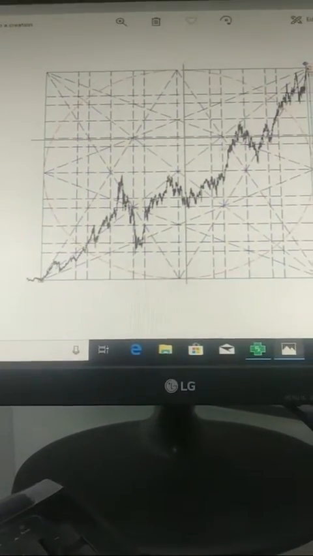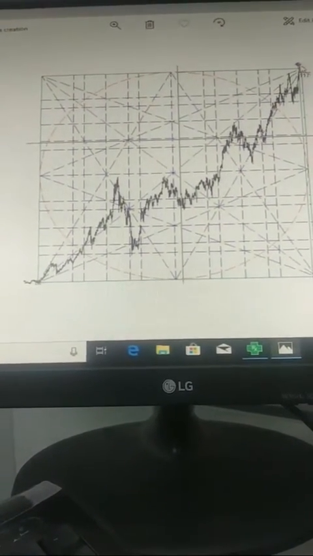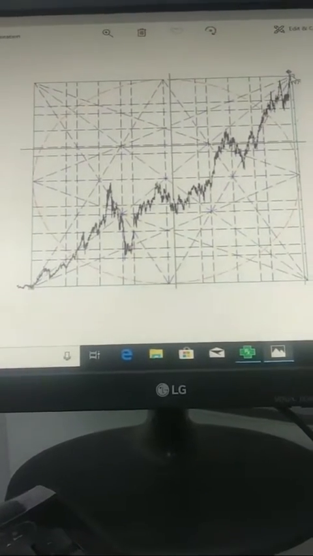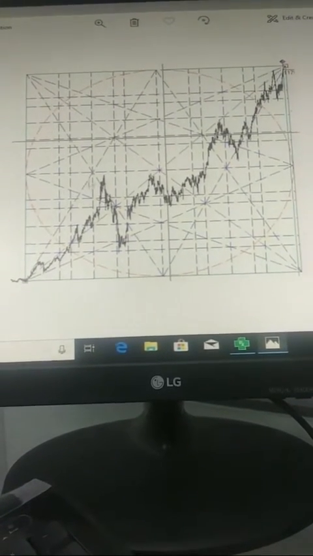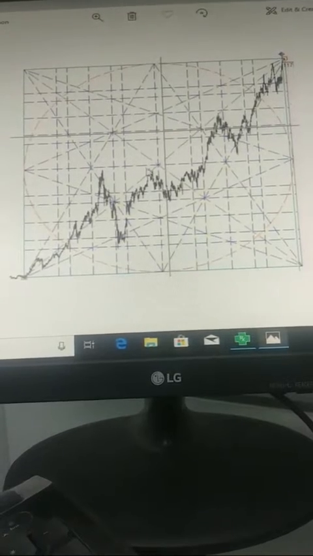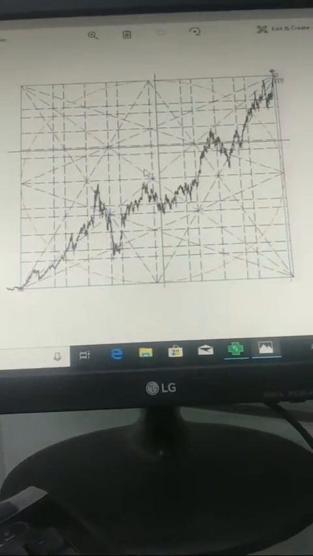So this was roughly a 45-degree angle moving chart. It has not turned down till yet. Only once, twice, thrice it has majorly moved down.